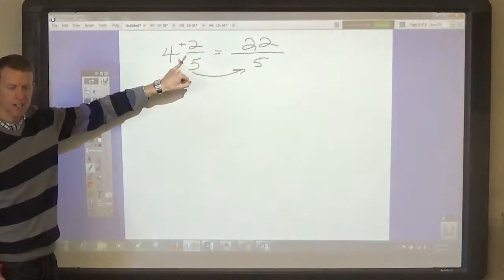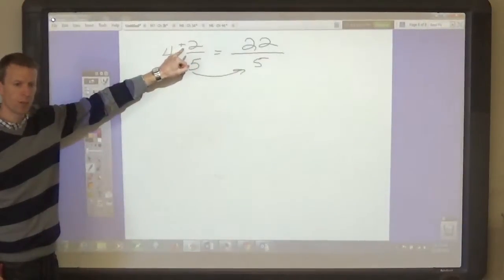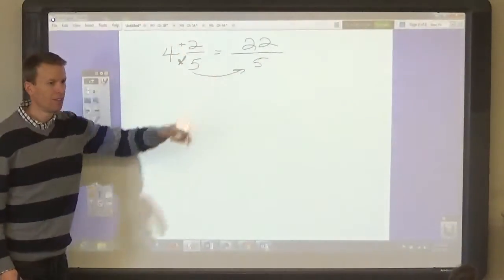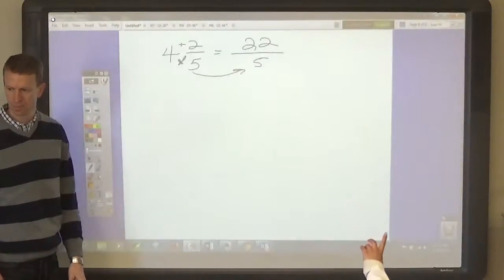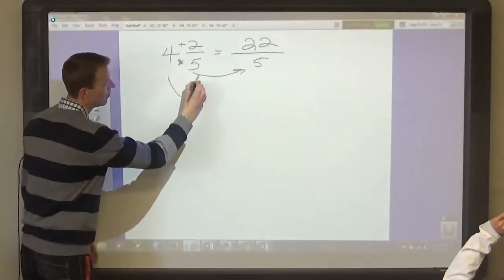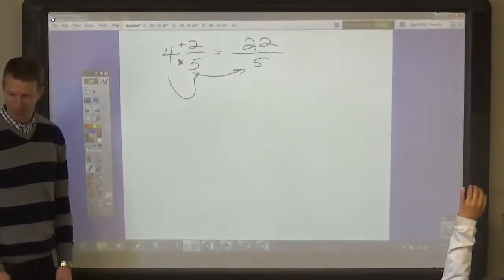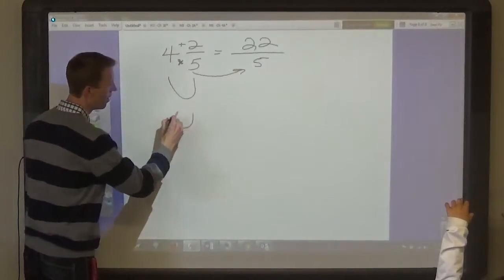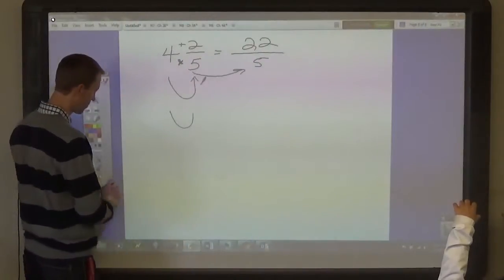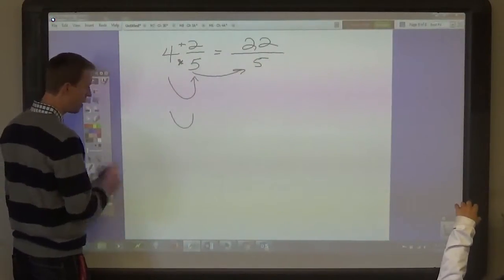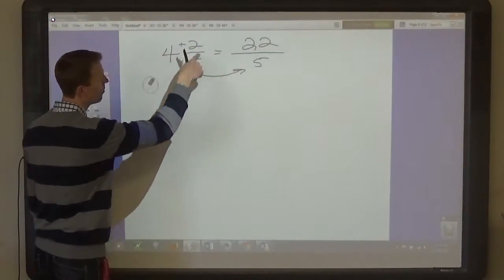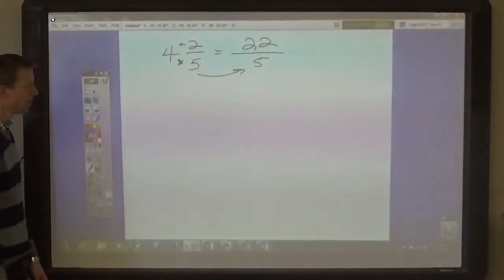Put the times sign by the denominator, the plus sign by the numerator, and then just follow the path to figure out how many total pieces. Like you're making a U. So you keep the denominator as your denominator. Show your work. So you do 4 times 5 plus 2. Okay?